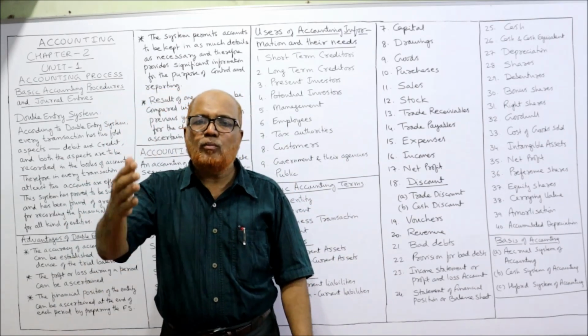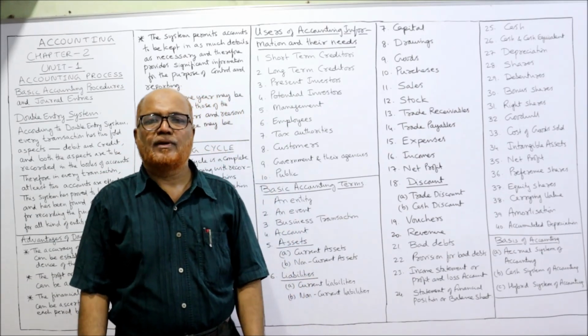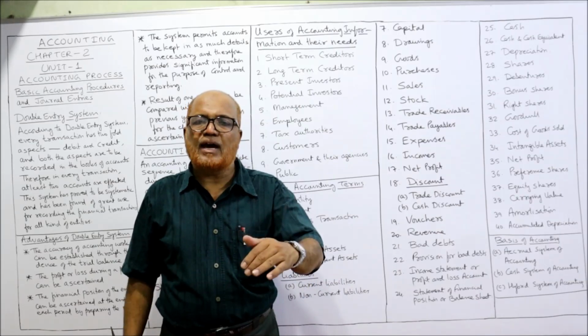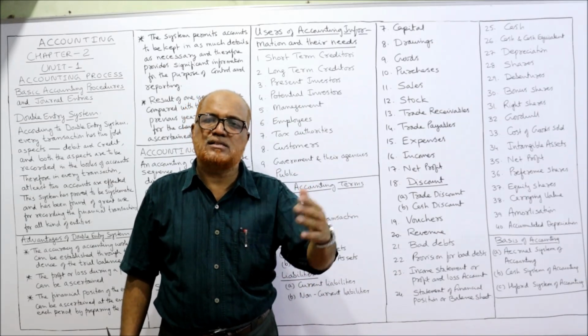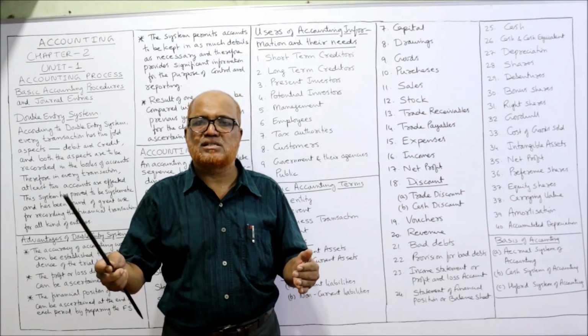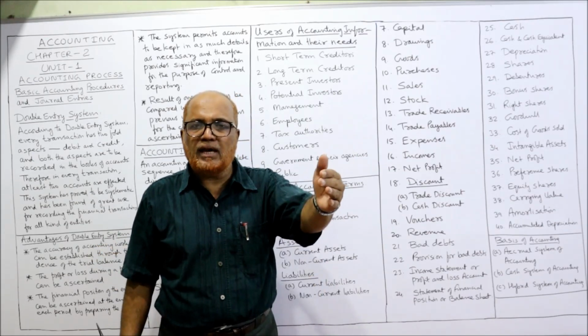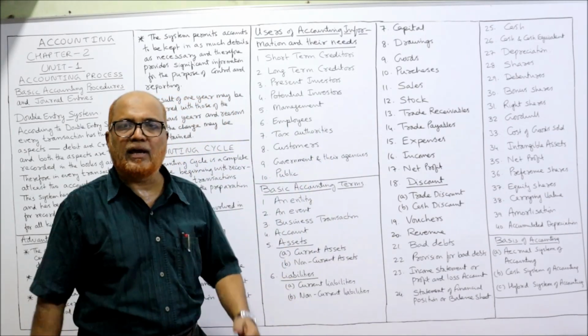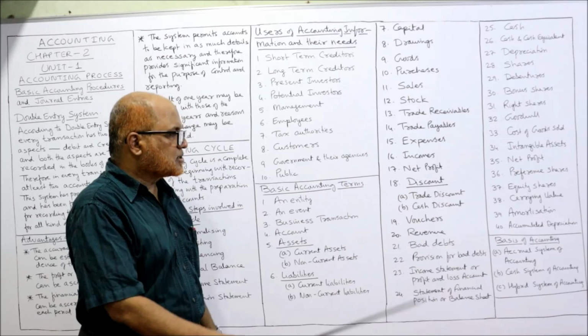Revenue. Revenue means inflow of cash on account of different activities like the inflow of cash on the sale of goods or providing the services, or inflow of cash due to dividend received, interest received, commission received. All the cash inflow in the business is called revenue, or economic benefit received is called revenue.